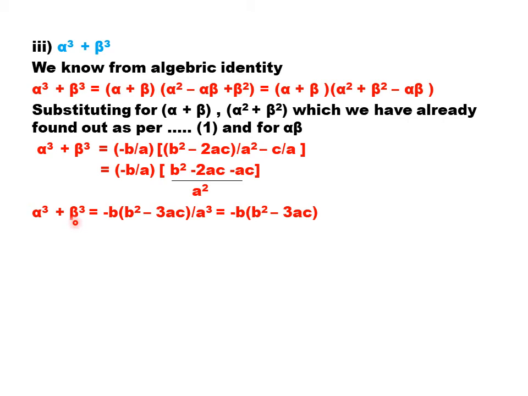So alpha cube plus beta cube is equal to minus b into b squared minus 2ac minus ac, which becomes b squared minus 3ac, divided by a square and a, which becomes a cube. So this is equal to minus b into b squared minus 3ac divided by a cube. So we have got the value of alpha cube plus beta cube as minus b into b squared minus 3ac divided by a cube.